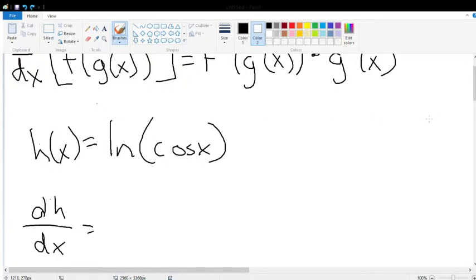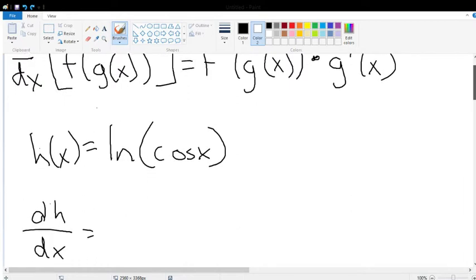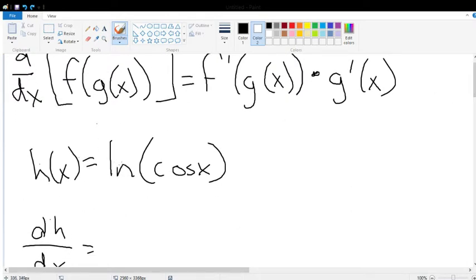What the chain rule tells us is that we want to take the derivative of the exterior function evaluated at the interior function. The exterior function f is equal to natural log of x. This is a composition function made up of natural log of x and cosine of x. You have to recognize that. So g is equal to cosine of x, right? If you put g inside of f, you put the cosine of x right here, you get natural log of cosine of x.